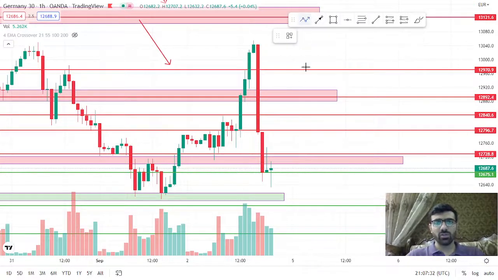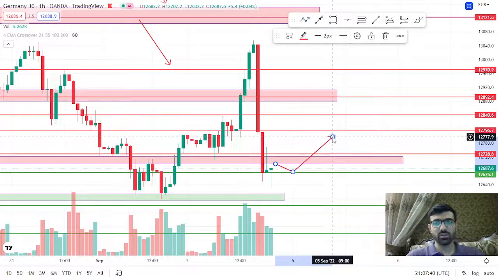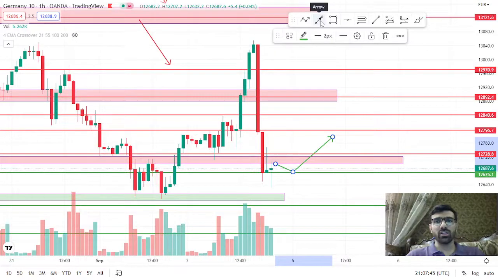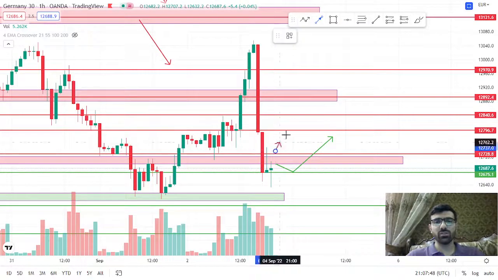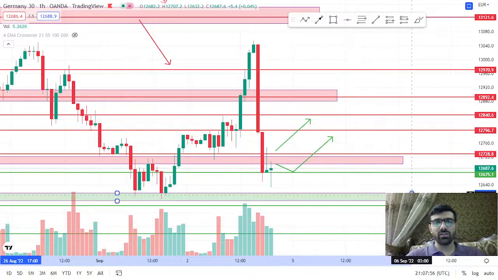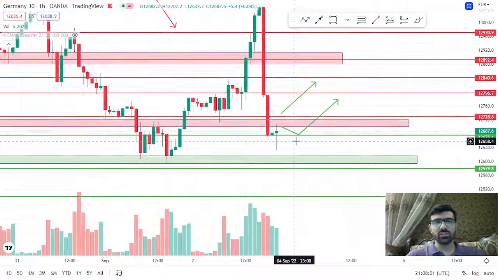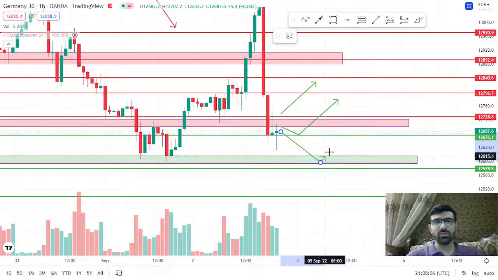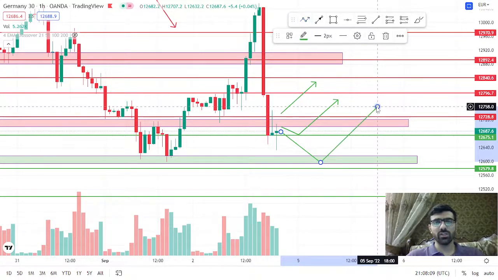Okay, so how are we going to look for a good buying opportunity? If the market respects this area and the market closes above this area, I am going to look for a buying opportunity. On the other hand, if the market simply closes above this area, then I am going to look for a buying opportunity as well. Similarly, if at any given point of time the market simply enters this area, I am going to look for a good buying opportunity from here as well.